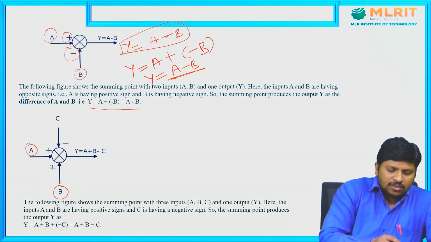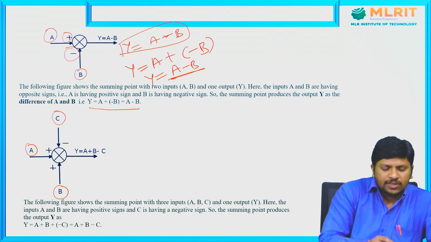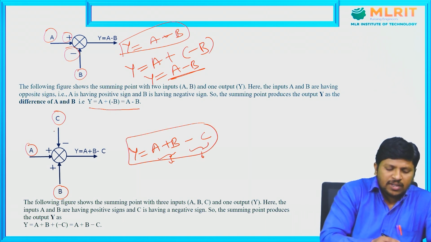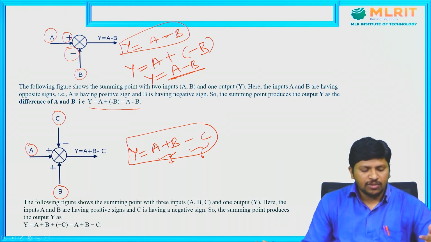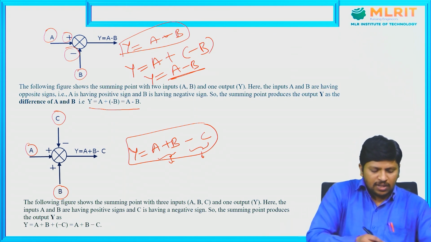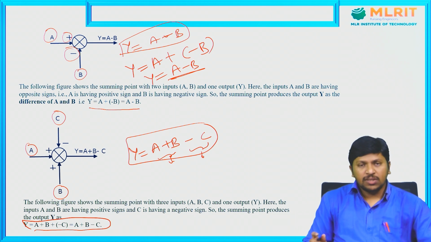Here we are adding A plus B, the addition operation, and the third signal is C, which enters with the negative sign. So the output y equals the addition operation as well as the subtraction operation, right? From this diagram we observe that both addition and subtraction operations occur, and finally we get the output. This is about the summing point.